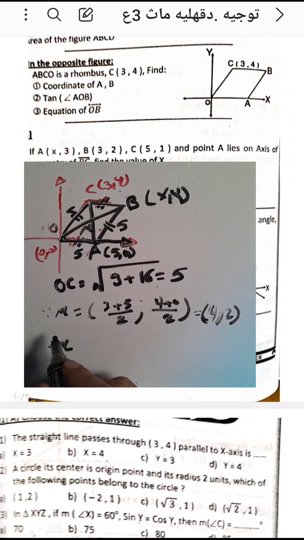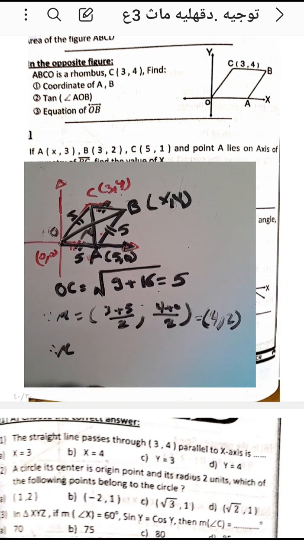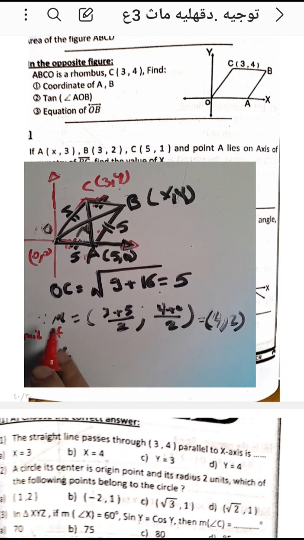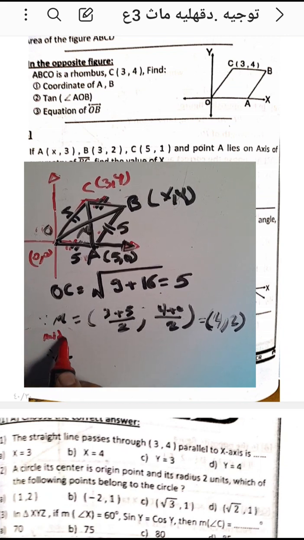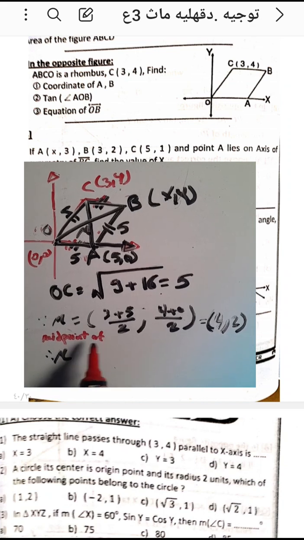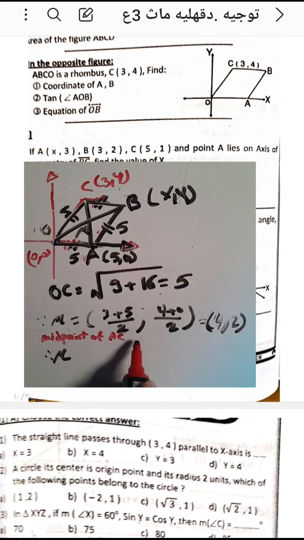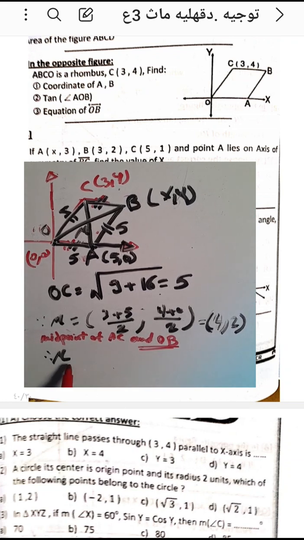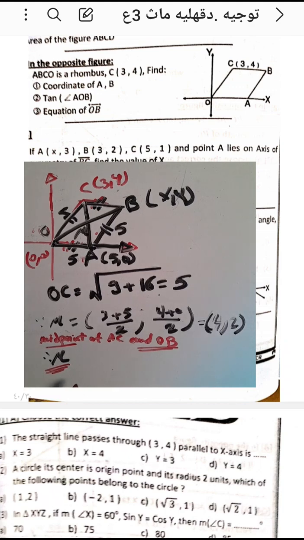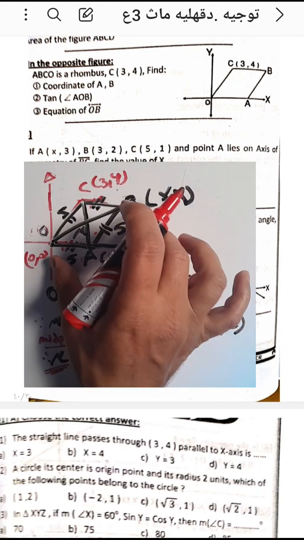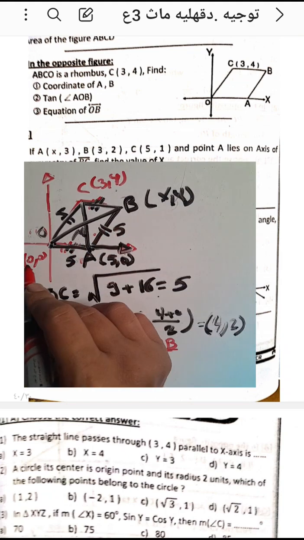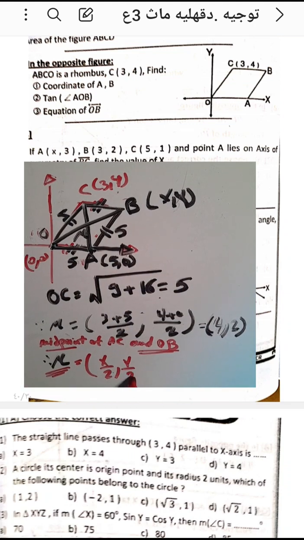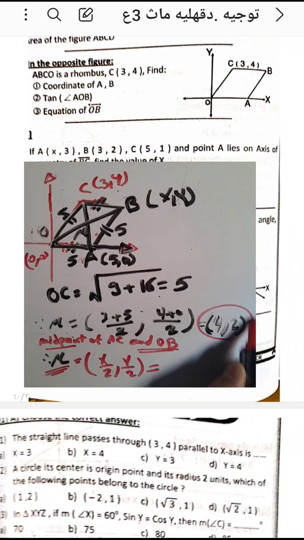M is the midpoint of EC and OP. Now we found M, the midpoint of OP here. OP will be X plus 0 over 2, it will be X over 2, and Y plus 0 over 2, it will be Y over 2. The midpoint was 4 and 2.